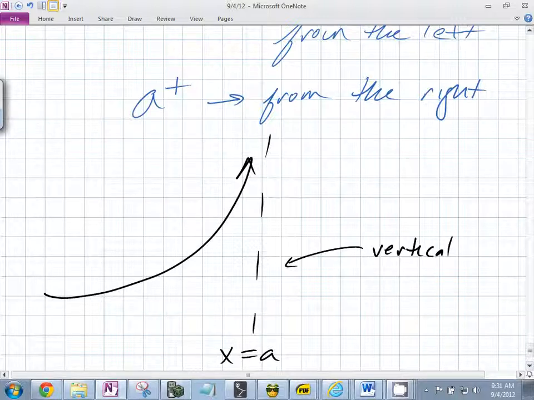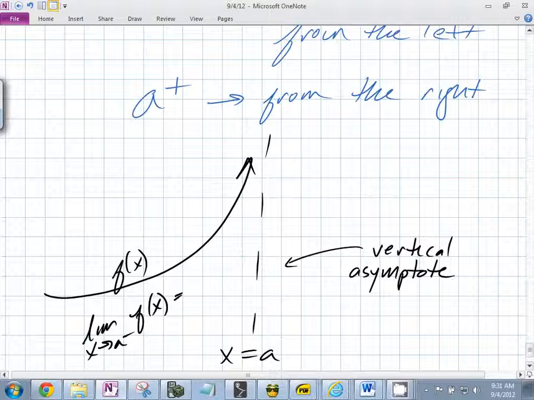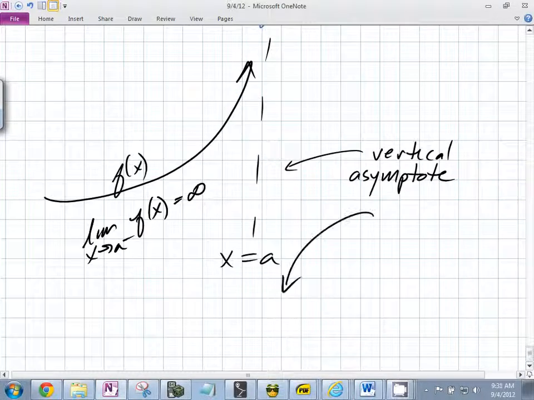So on this function, if this is f of x, what's the limit as x goes to a from the left of f of x? As you get closer and closer to a from the left, what happens to this function? It gets infinitely high, right? Let's say it did this on the other side. You've seen asymptotes where it goes like that, right? What about this side? If this is still f of x right here, what's the limit as x goes to a from the right? Negative infinity.